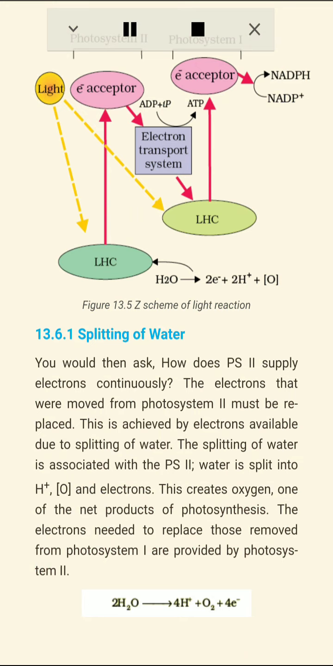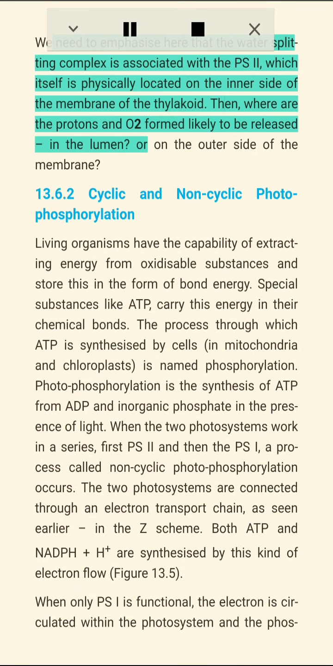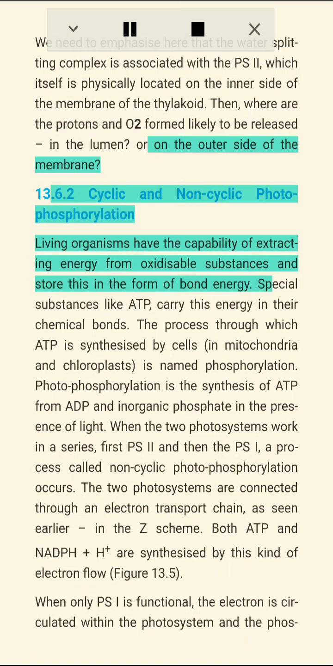We need to emphasize here that the water-splitting complex is associated with the PSII, which itself is physically located on the inner side of the membrane of the thylakoid. Then, where are the protons and O2 formed likely to be released, in the lumen? Or on the outer side of the membrane?